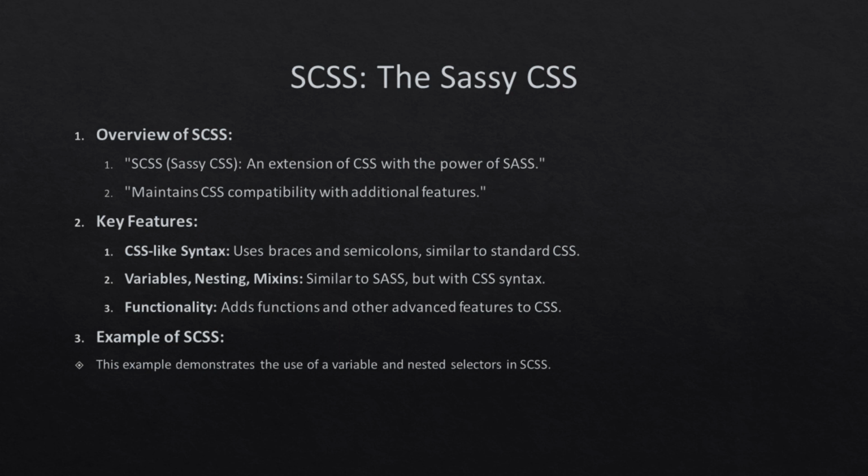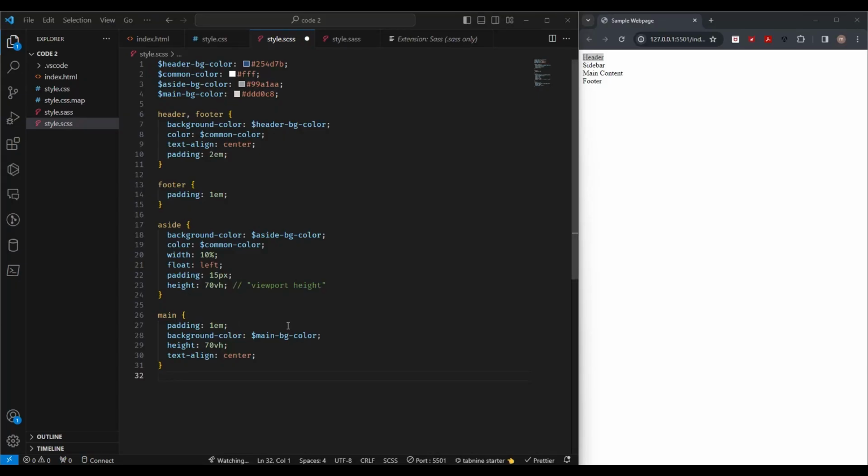Now, I've converted our SASS code into SCSS format. At a glance, you might notice that SCSS looks quite similar to traditional CSS. This is one of the key differences between SASS and SCSS. SASS uses a more concise syntax, omitting braces and semicolons, which some find quicker to write but can be a challenge for those used to CSS.